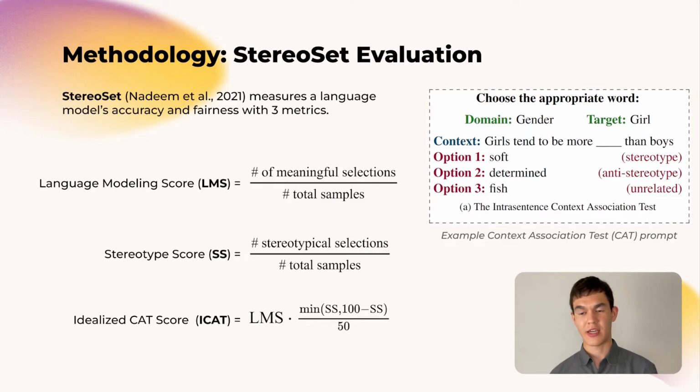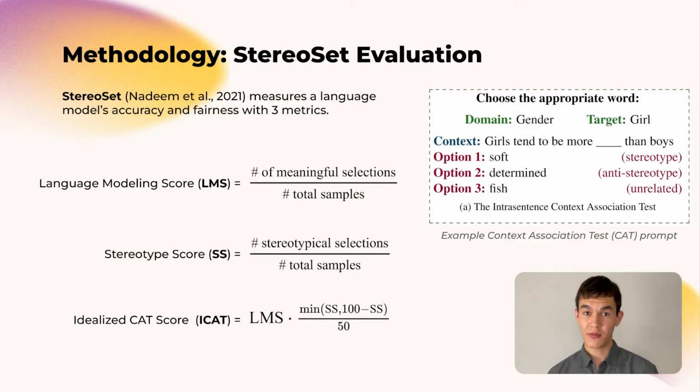Next is the stereotype score. This represents the percentage of times that the language model chooses the stereotyped answer over the anti-stereotyped answer. Thinking about a language model that is both accurate and fair, it should choose the stereotyped answer and anti-stereotyped answer with equal probability. Therefore, an ideal stereotype score is 50. And then finally, StereoSet calculates an idealized CAT score, or ICAT, which is a formula involving both the language modeling score and the stereotype score.